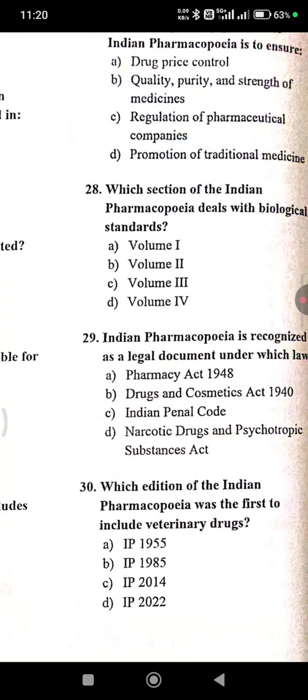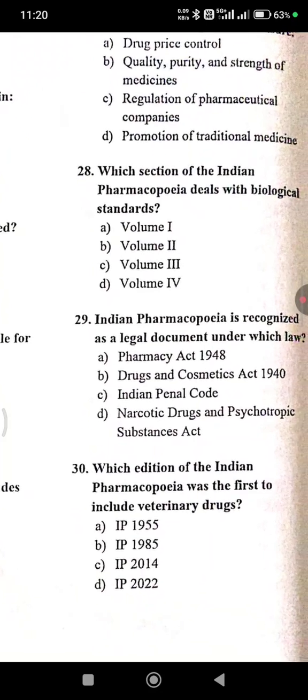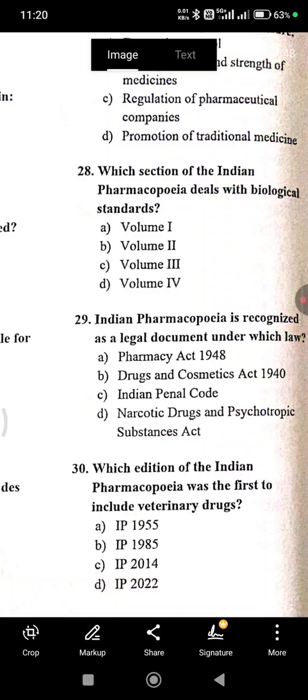Let's go to question number 30. Which edition of the Indian Pharmacopoeia was the first to include veterinary drugs? That is option C, IP 2014.